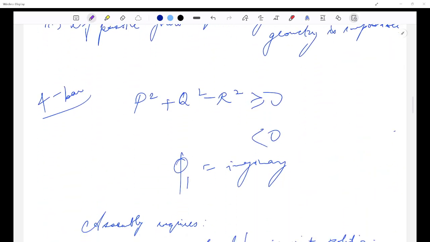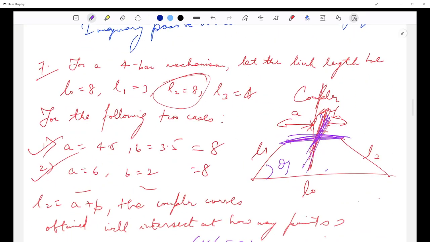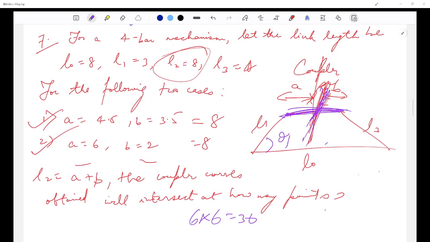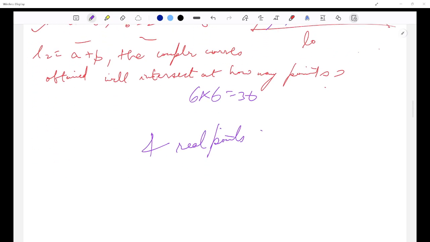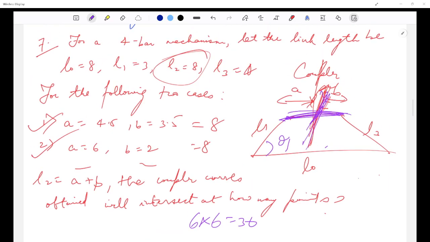Ma'am, here is a question. Curves intersect at 36 points. Yes, but that happens only for the complete system, like two 6-degree curves. Here we are talking about two coupler curves, so we are talking about 4 real points.